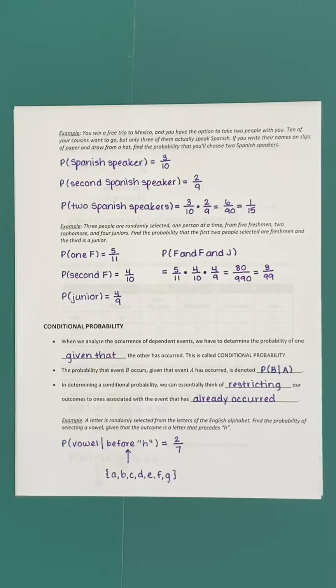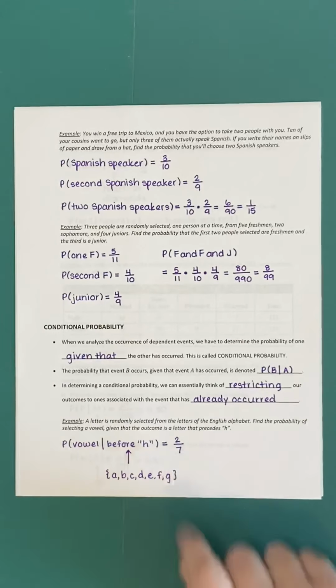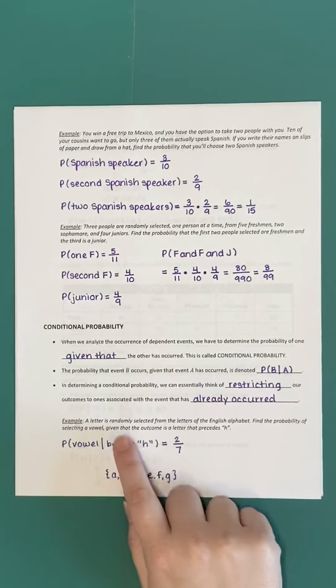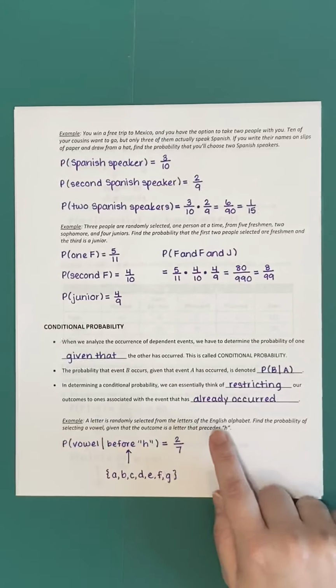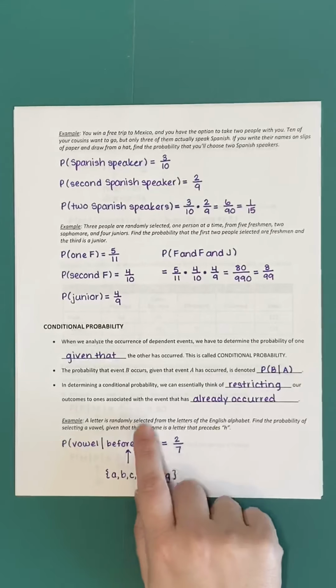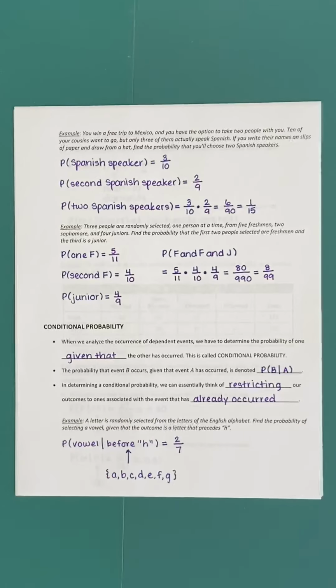So rather than having a denominator of 26, which represents the whole alphabet, our denominator for our probability is only 7 because we know that this particular event has already occurred. We've already chosen a letter that precedes H, so we now only have 7 to choose from because that's the effect of what happened based on the first event occurring. So out of the 7 that represent letters that precede H, we want to know what's the probability of selecting a vowel.